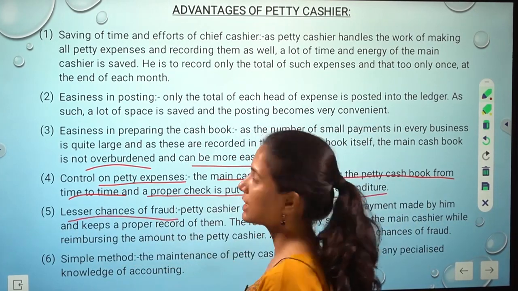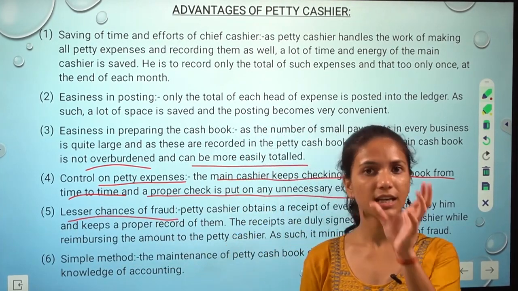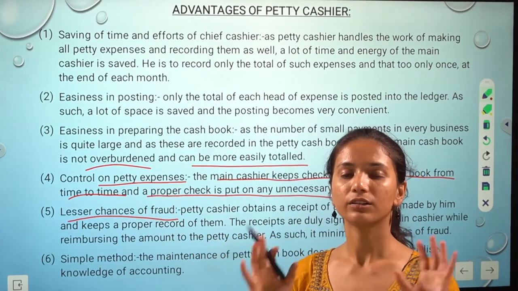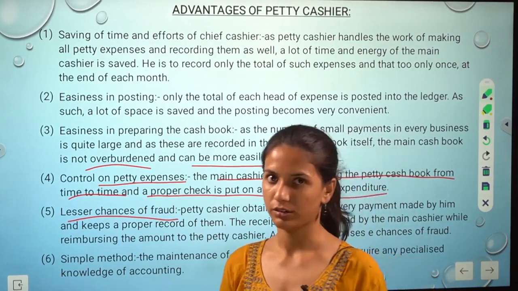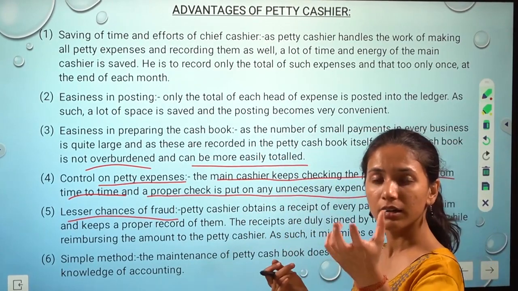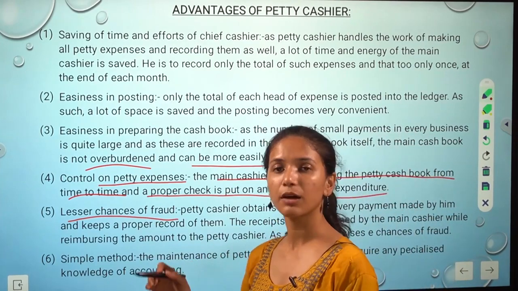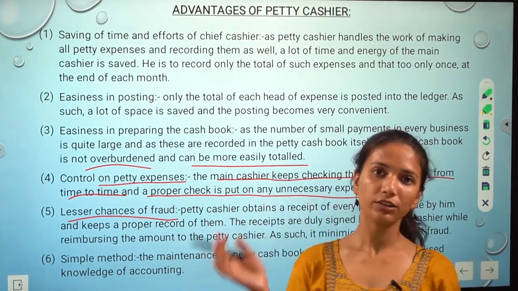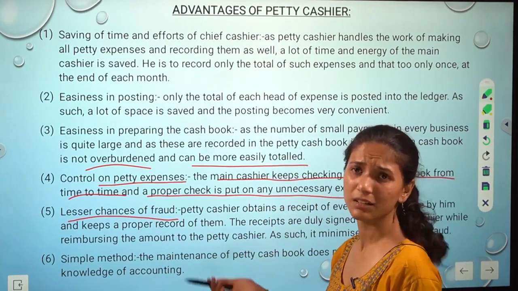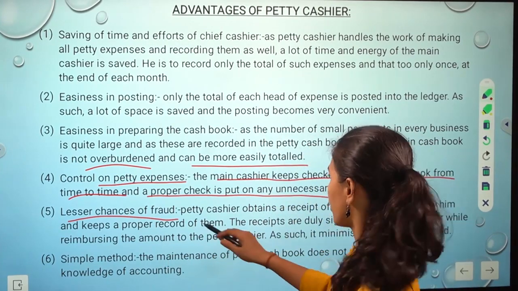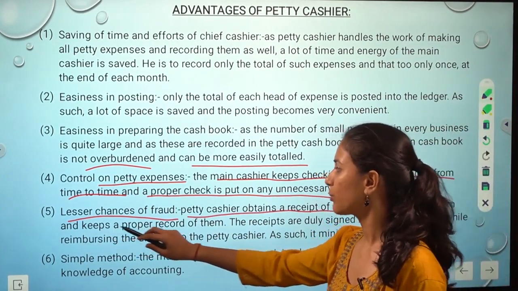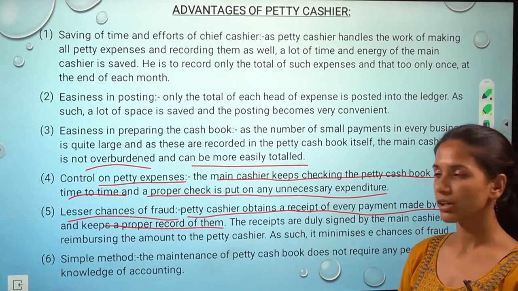Lesser chance of fraud. Since the petty cashier has been paid a small amount of money for the whole month, he will not be taking chances of doing fraud. He has to obtain regular records. He has to keep all the vouchers and all the receipts for proof. So that means there are very few chances of fraud. The petty cashier obtains a receipt of every payment made by him and keeps a proper record of them.